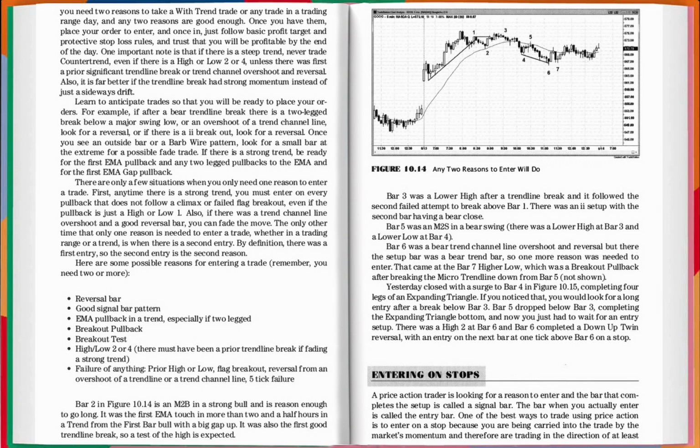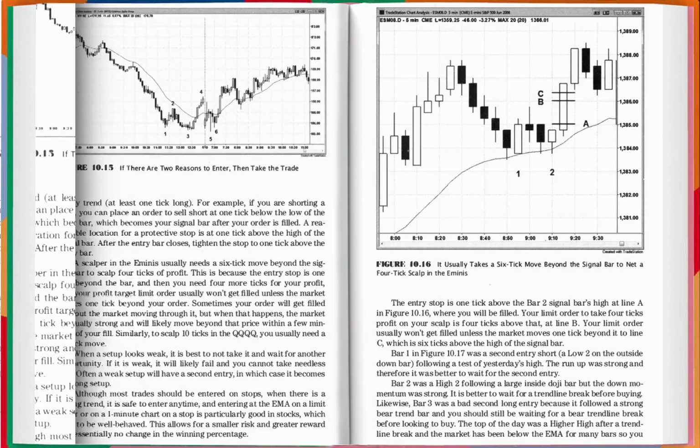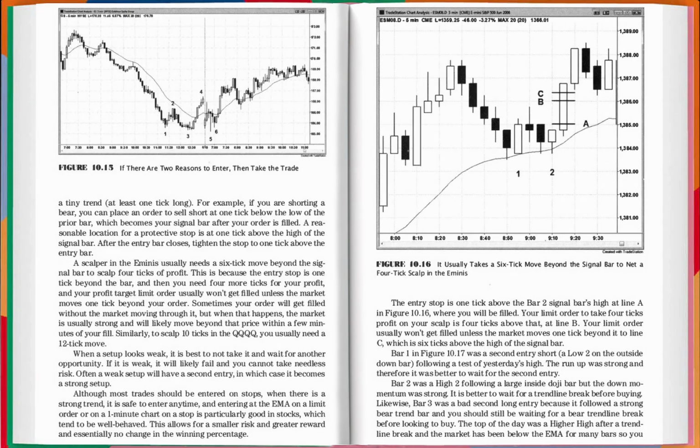Entering on stops. A price action trader is looking for a reason to enter, and the bar that completes the setup is called a signal bar. The bar when you actually enter is called the entry bar. One of the best ways to trade using price action is to enter on a stop because you are being carried into the trade by the market's momentum, and therefore are trading in the direction of at least a tiny trend, at least 1 tick long.